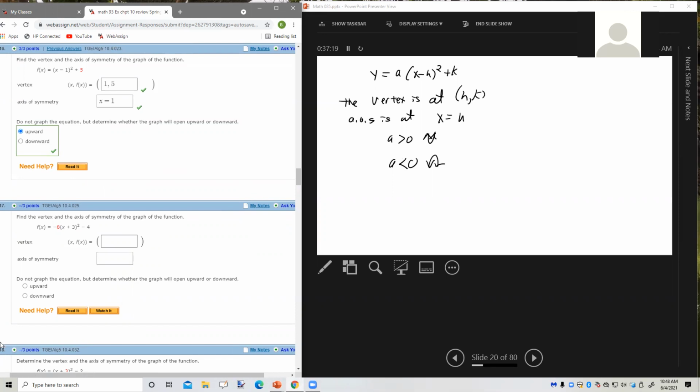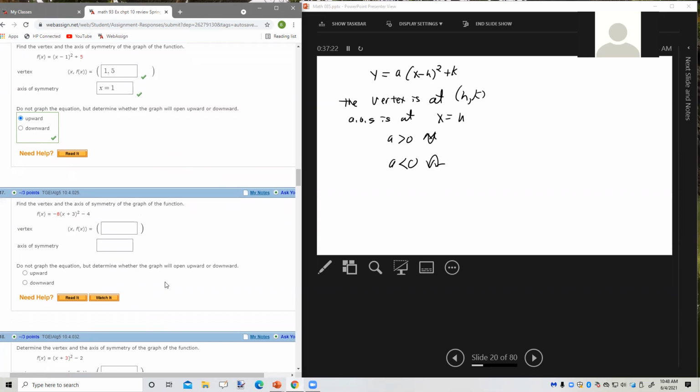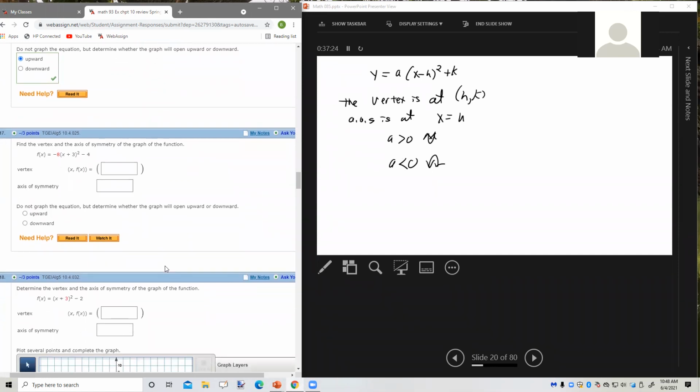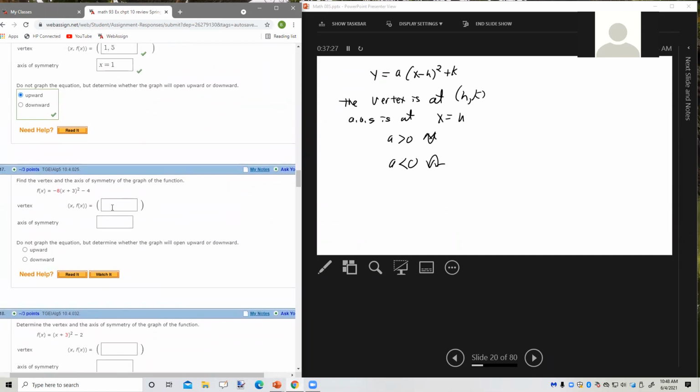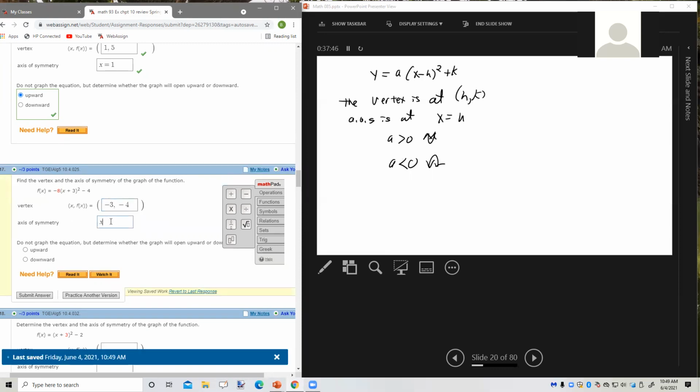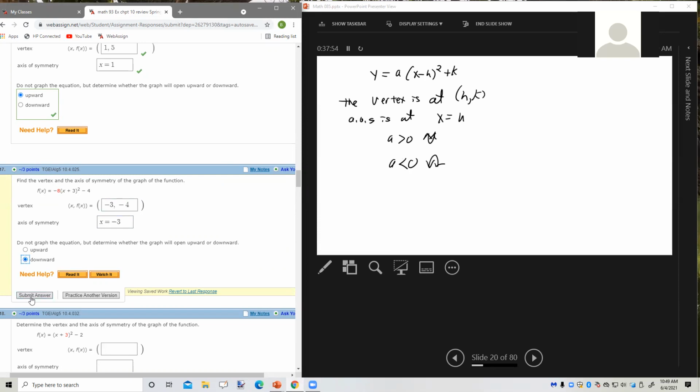All right, let's do another one of those. Let's see. Yeah, we'll do this one. So now the vertex here would be at what? -3, comma, space, -4. Okay, because x minus h would be x minus -3, and then plus k. Okay, axis of symmetry is at x equals -3. Here, a is negative, so the parabola opens downwards.